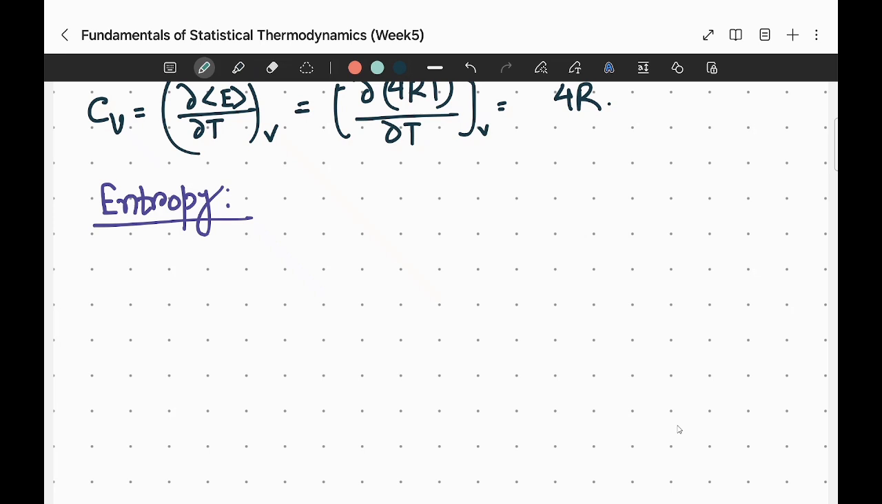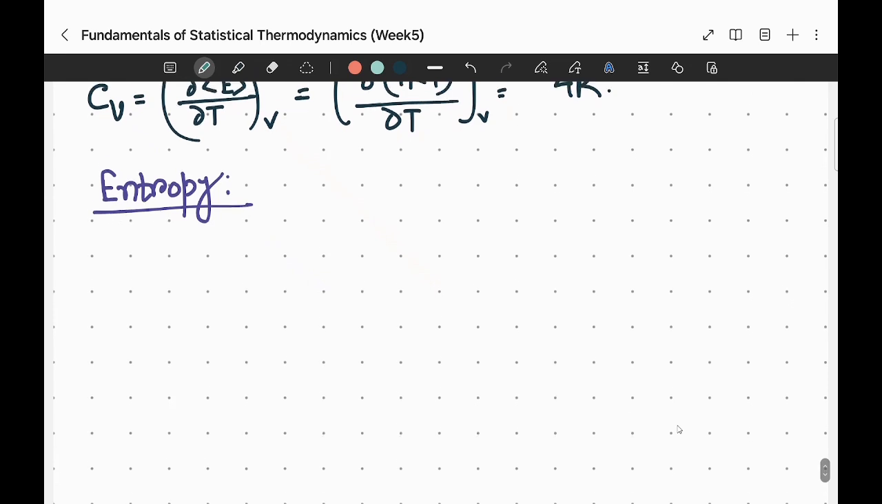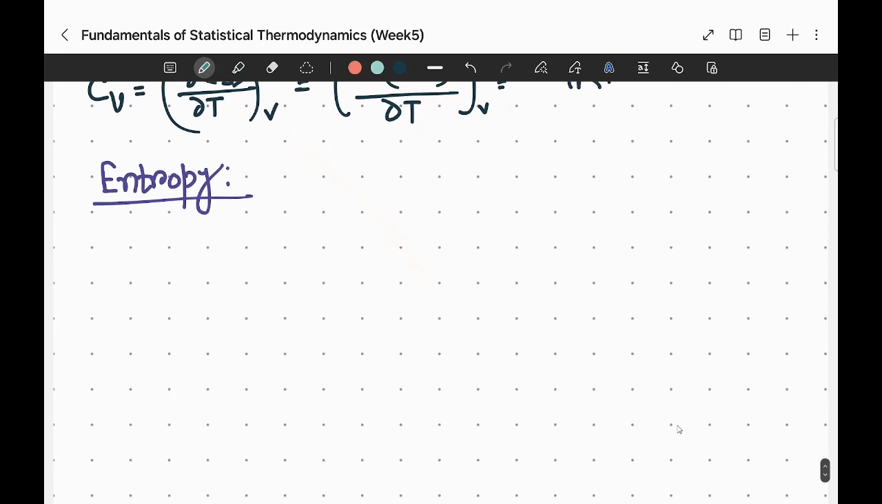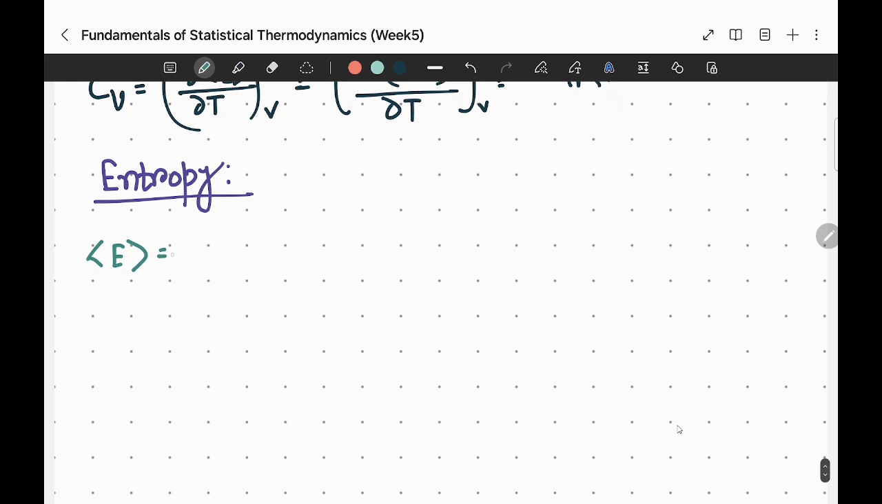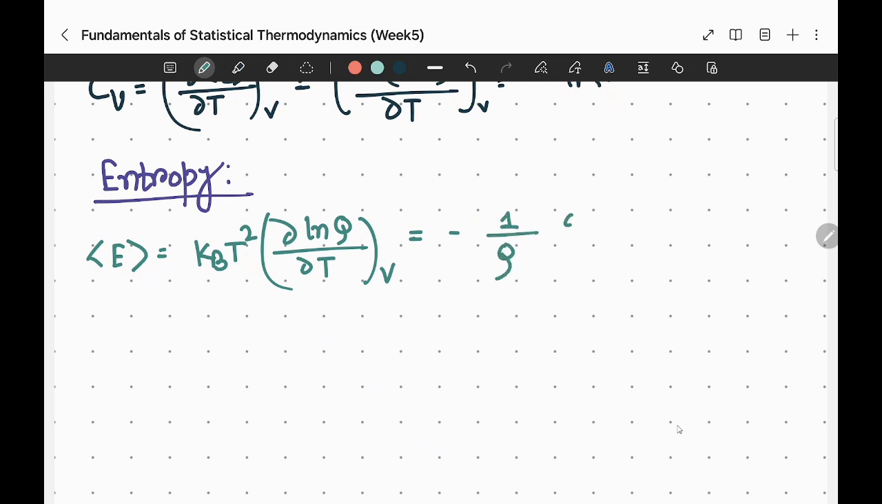So let me do it formally. Let me calculate the S. Internal energy, you know. What is the internal energy? That is our 4RT. No, no, the original expression. This is the original expression. What was the main expression? This.